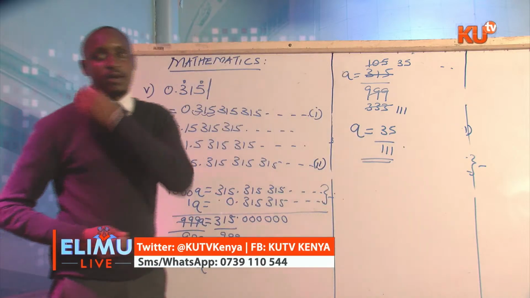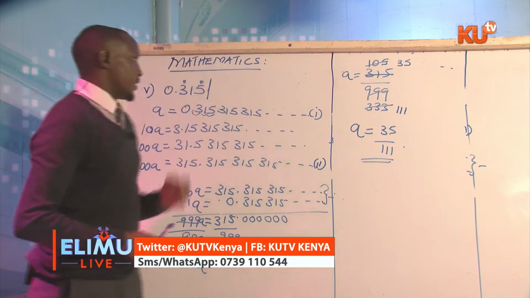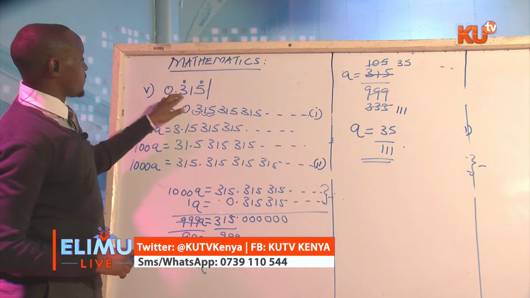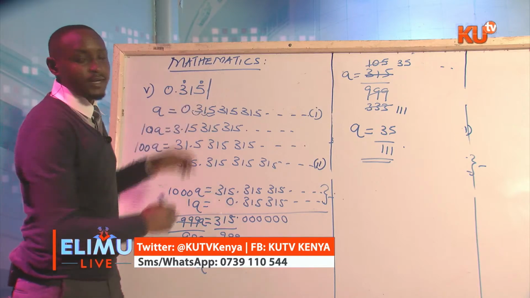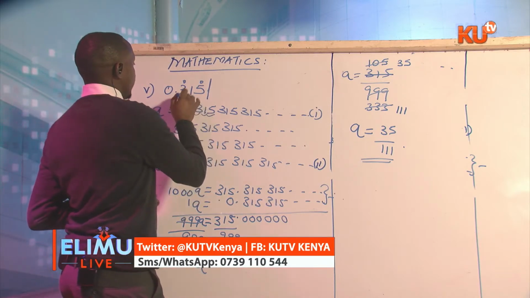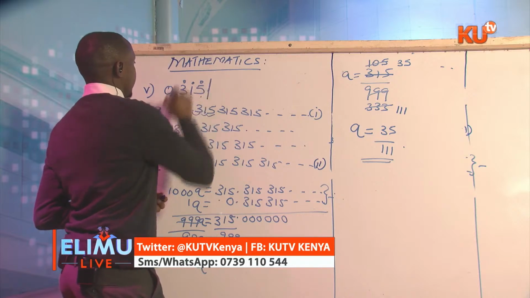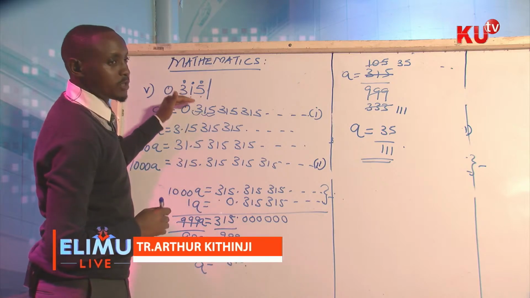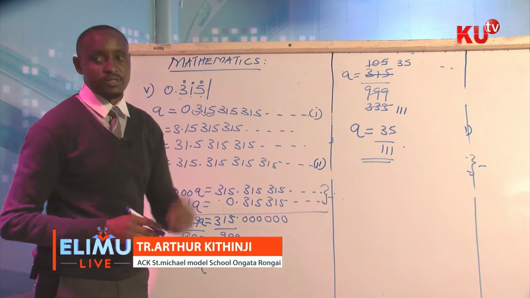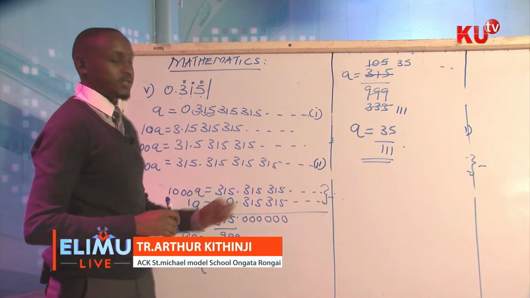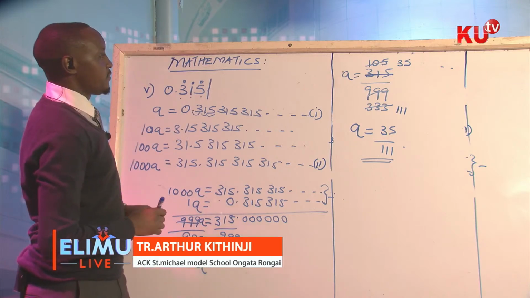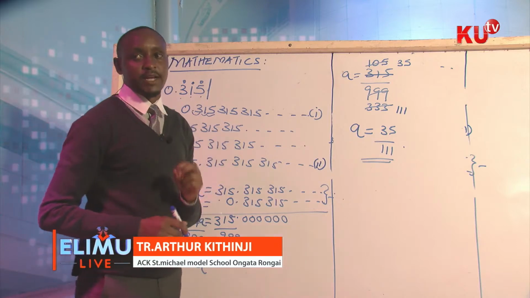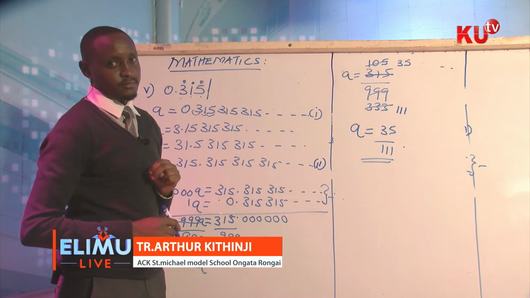35 over 111. A key thing to note here, as I said, if the recurring digits are 3, like in this case we have 3, 1, and 5, which is recurring, then the tip is multiply by a multiple of 10 which has got 3 zeros, and the multiple of 10 which has got 3 zeros is 1,000. If there are 2 digits recurring, multiply by a multiple of 10 with 2 zeros.